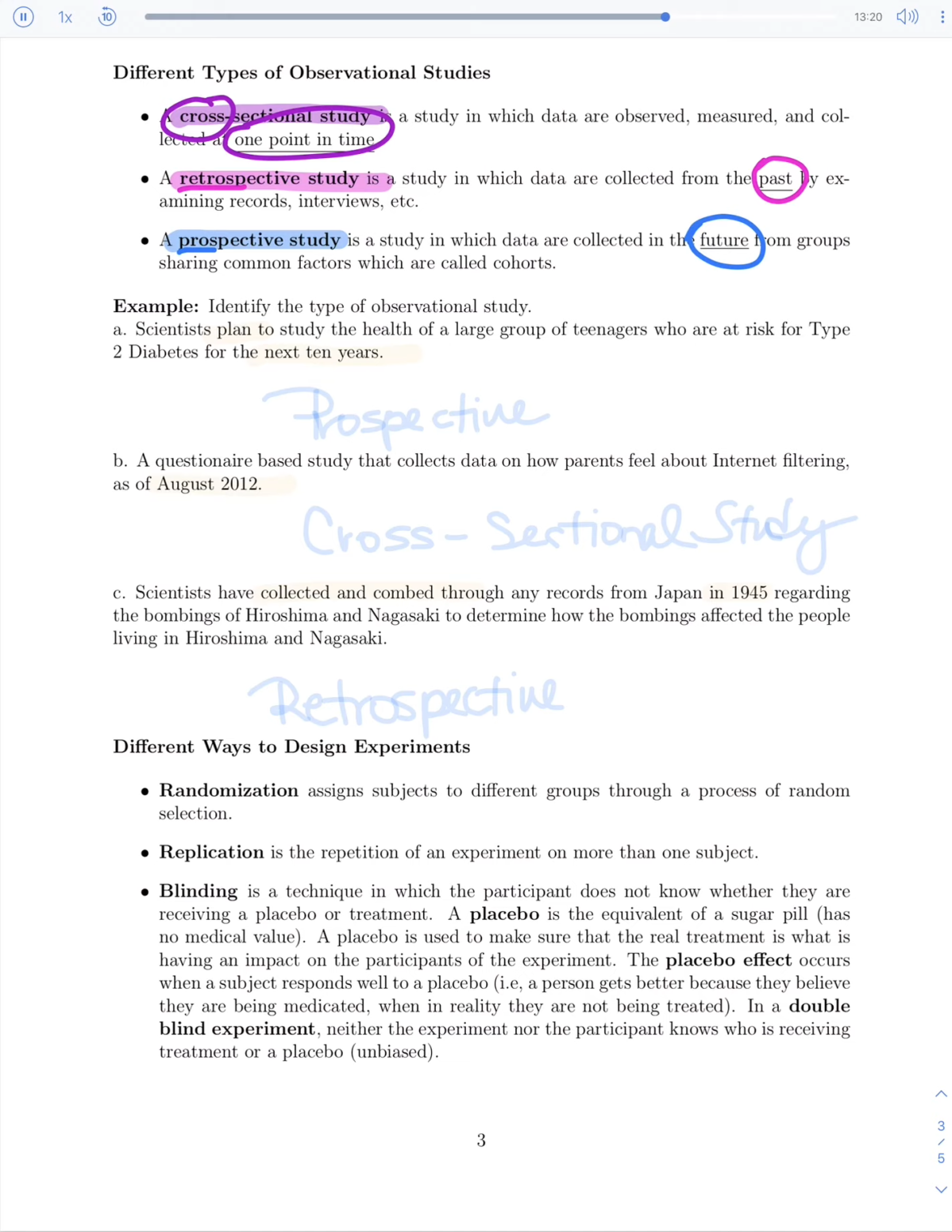Scientists plan to study the health of a large group of teenagers who are at risk for type 2 diabetes for the next 10 years. So the key here is that they plan to study for the next 10 years. That means that they're planning on doing this in the future. That makes this a prospective study.